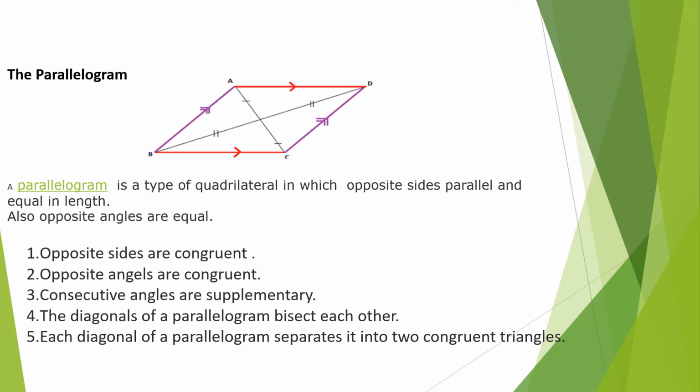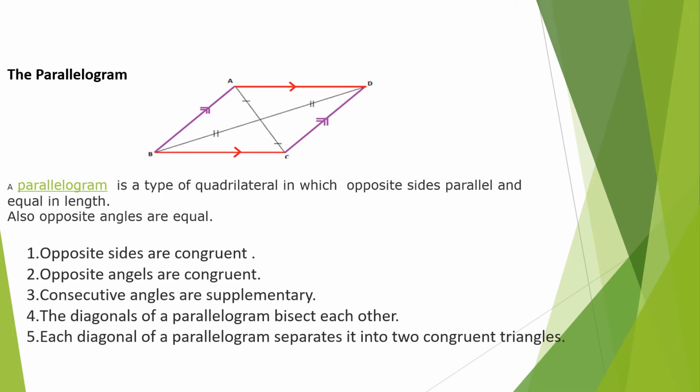The diagonals of a parallelogram bisect each other. Bisect: bi means two, sect means divides into two equal parts. The diagonals of a parallelogram bisect each other. That means at the point of contact, they cut into two equal halves.